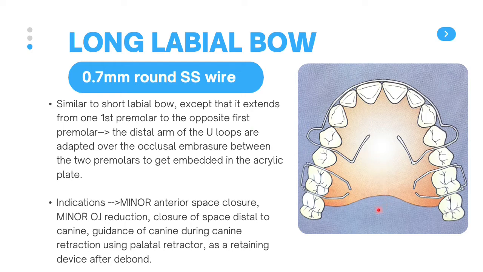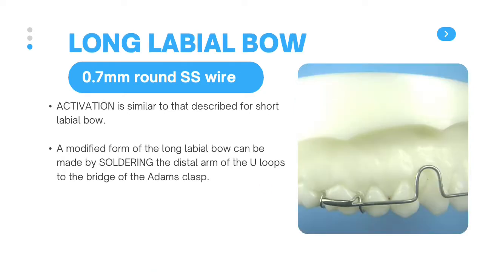The indications for the long labial bow are minor anterior space closure, minor overjet reduction, closure of space distal to the canine, guidance of the canine during canine retraction using a palatal retractor, and as a retaining device after debond. Activation of the long labial bow is similar to that described for the short labial bow, by compressing the U-loop about 1 mm. The modified form of the long labial bow can be made by soldering the distal arm of the U-loops to the bridge of the Adams clasp.